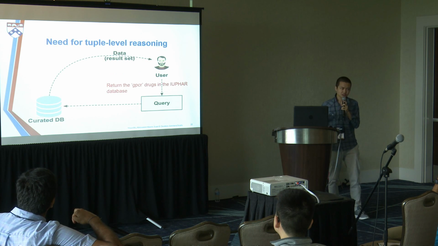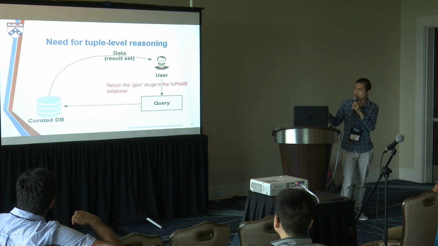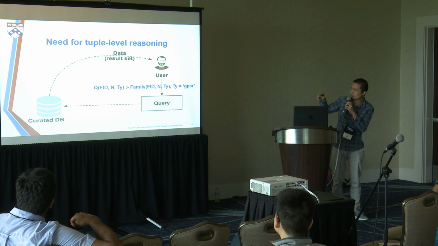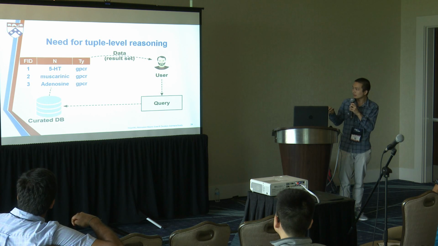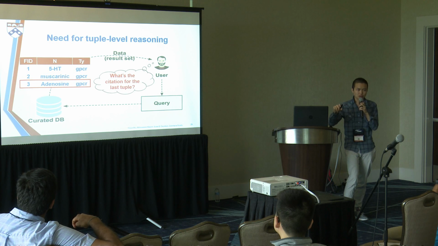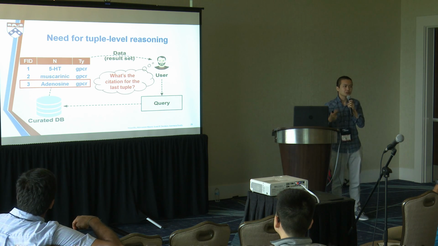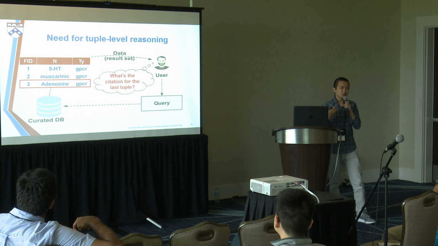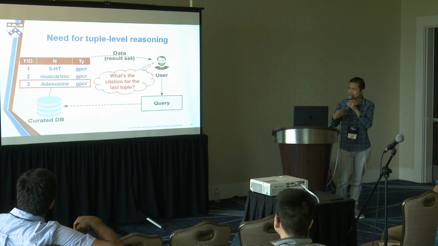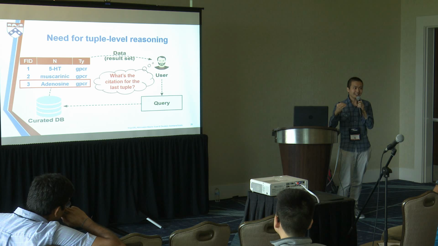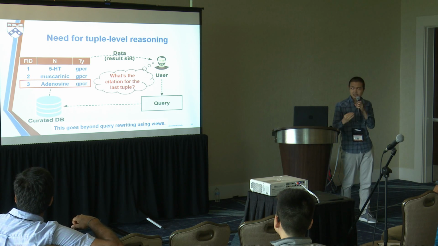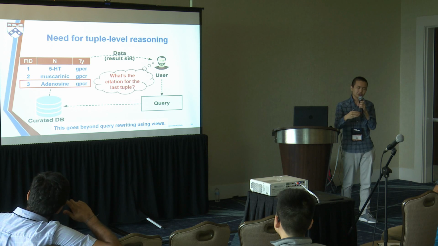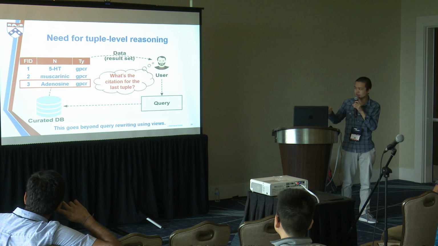Here is why. Suppose in the IUPHAR database, a user issues a query which returns all the GPCR drugs in this database. GPCR is a type here, so this query can be formalized as such a Datalog query. After seeing this query result, the user might be only interested in one specific tuple in this query result. Note that not all users are SQL experts. So in this case, they would like to manually select the tuples they want. In this case, we need to generate the citations for those selected tuples, not for the entire query result. So as we can see, it's not enough to simply compare the schema of the query and the schema of the view to do the reasoning. So this goes beyond the query rewriting using views techniques.